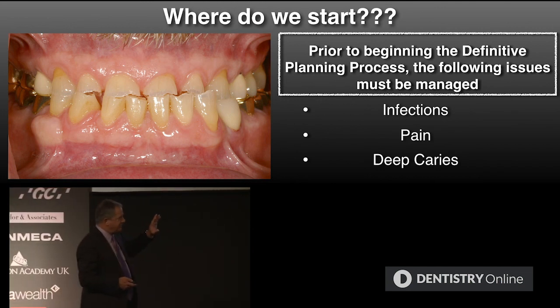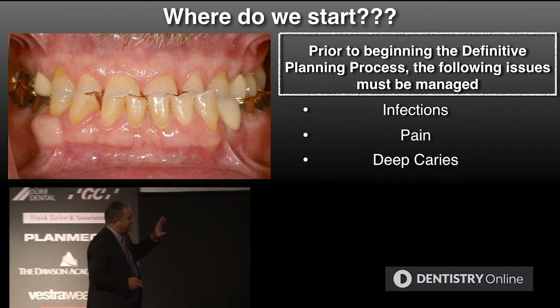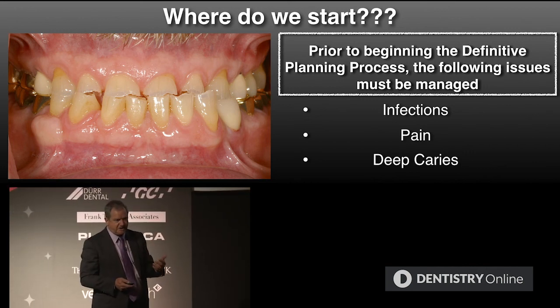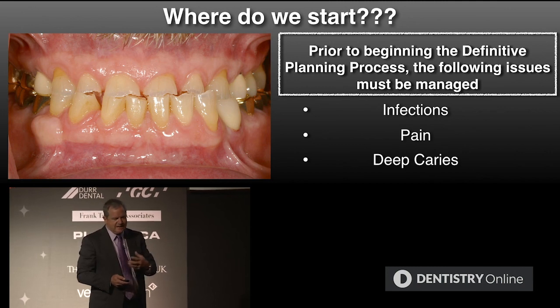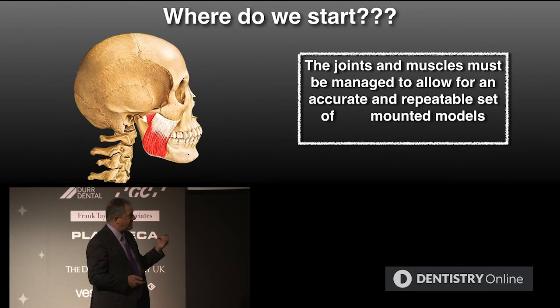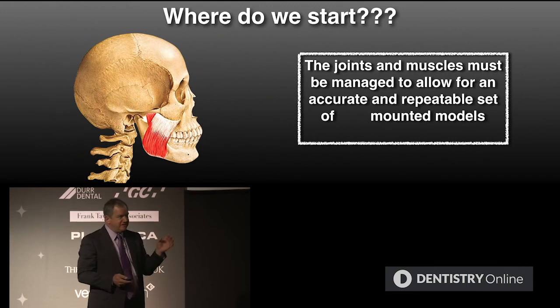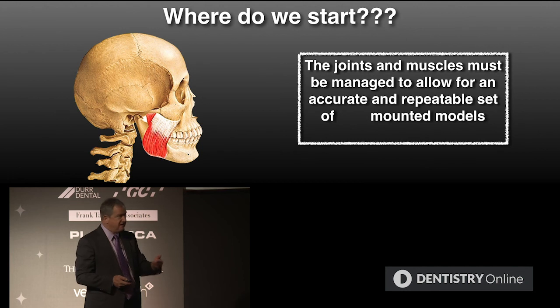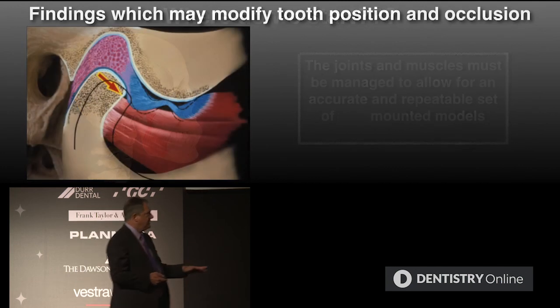Next thing we have to do, we have to recognize that in order to do the planning process that we're going to be talking about, we have to be able to have a set of mounted models. And that means patients who have joint problems or muscle problems, those issues have to be dealt with so that you can, in fact, identify and get a repeatable position to mount models at, because you need the mounted models to go through the steps that we're going to be going through on all of these cases.